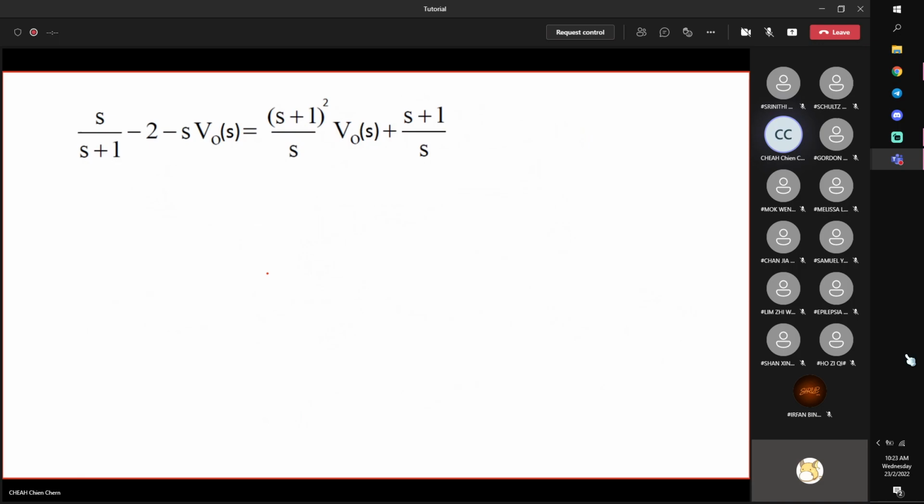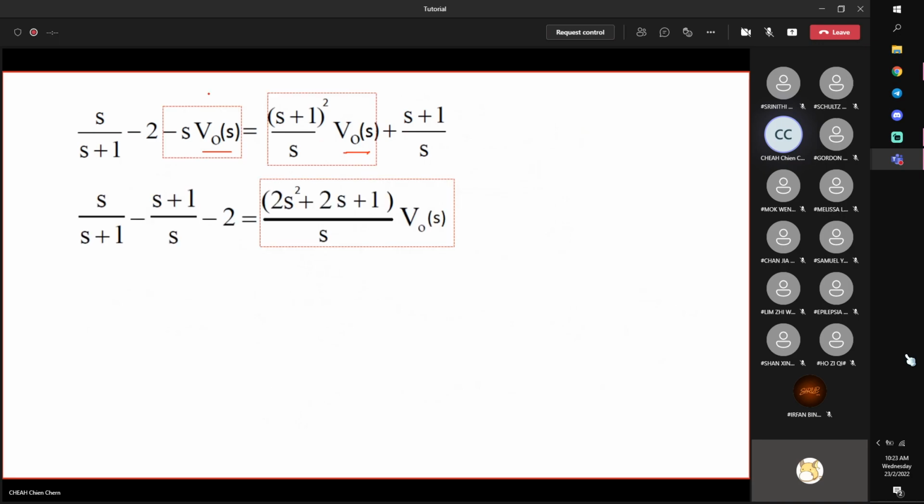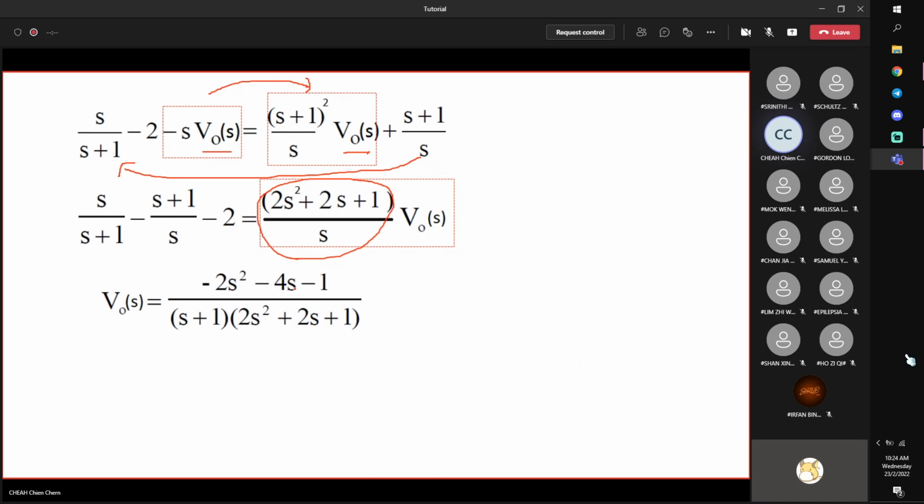I'll reproduce these equations over here. Now here I can group V0 together by simply moving this to this side, and then I'll move those terms not depending on V0 to the other side. And then I get the next equations. After that I divide by these terms, and then simplifying it, I get V0.